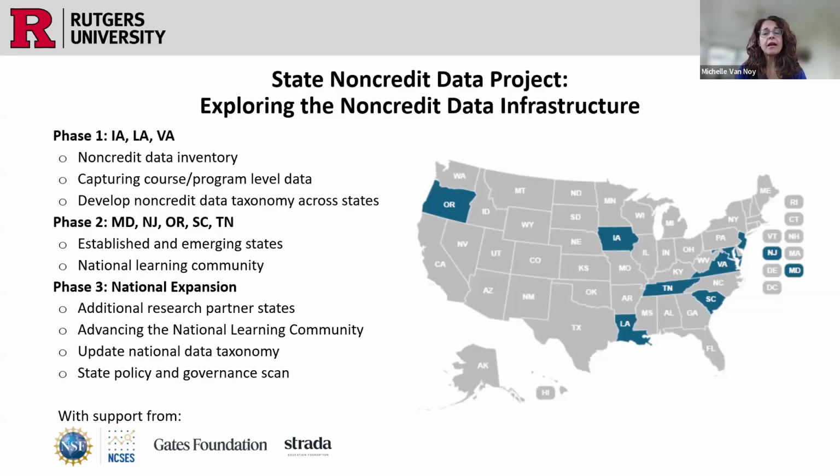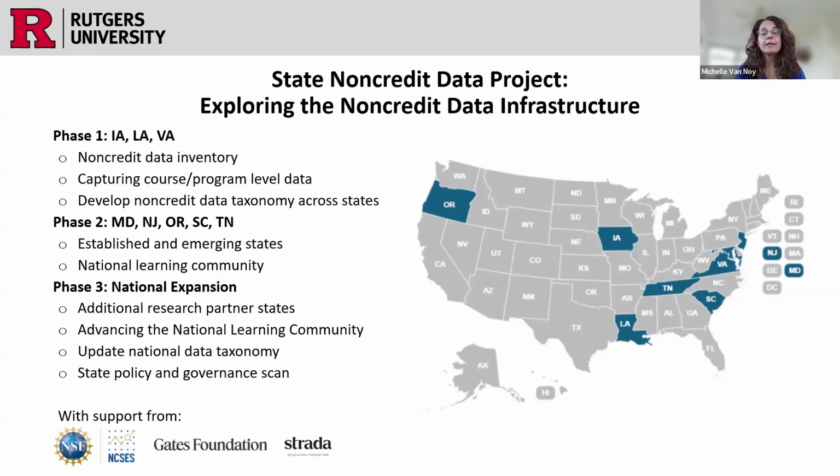From those three states and that initial taxonomy, we expanded the project with funding from Gates and from Strata, and we were able to bring in some states that were at different stages of development in their non-credit data. So those included Maryland, New Jersey, Oregon, South Carolina, and Tennessee. And these states all varied in the state of their non-credit data collection. Some were more advanced, some were just beginning, some had data and hadn't looked at it in years. And so we were really working with them to try and understand what was there and what they were trying to do. And through that, we documented, again, the data that they had.